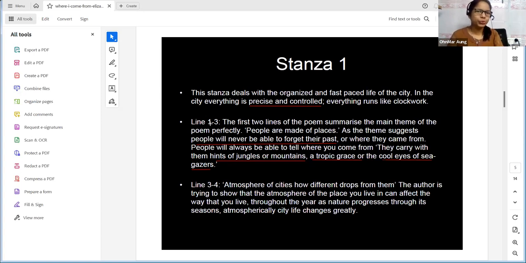Kevin, read lines 1 to 3. That is the main idea of that verse. The first two lines of the poem summarize the main theme of the poem perfectly. People are made of places. As the theme suggests, people will never be able to forget their past or where they came from. People will always be able to tell where you come from. They carry with them hints of jungles or mountains, a tropic breeze or the cool eyes of sea gazers.